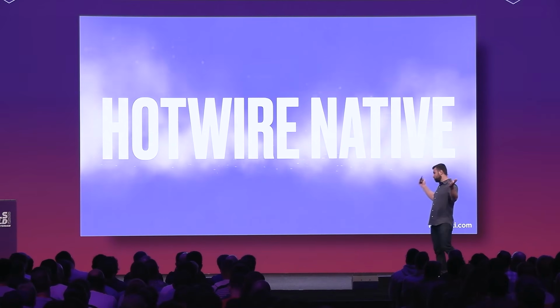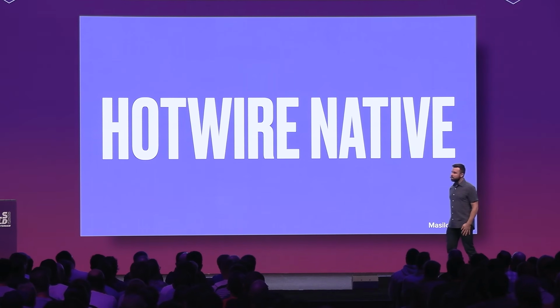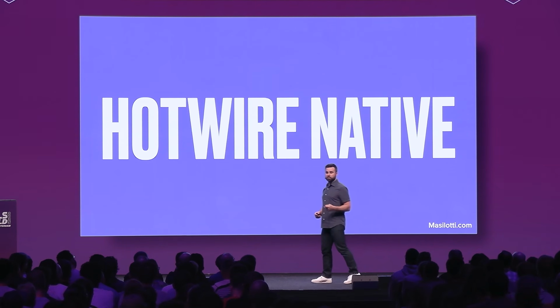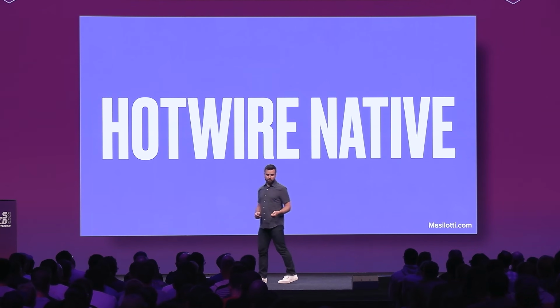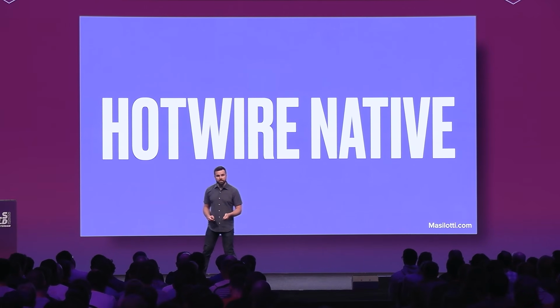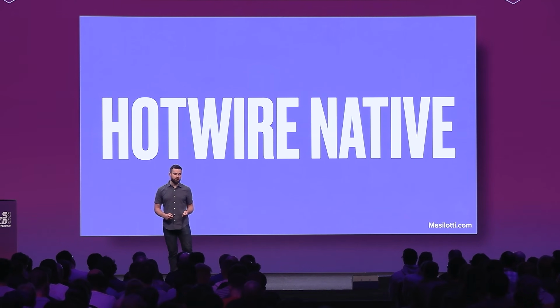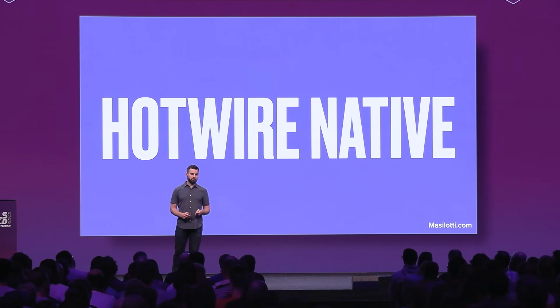But how? Anyone know? Of course, Hotwire Native. Hotwire Native gives us access to all of this and makes it accessible to Rails developers for the first time. Hotwire Native changes the way we think about mobile development. It means that mobile apps are no longer off-limits to Rails developers. It means that even solo developers or small, tiny teams can achieve feature parity across web, iOS, and Android.